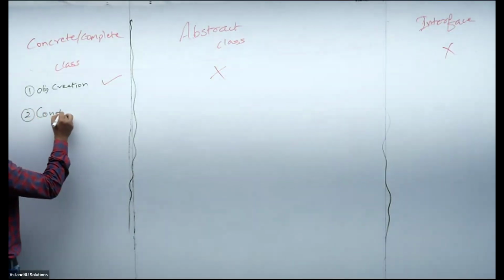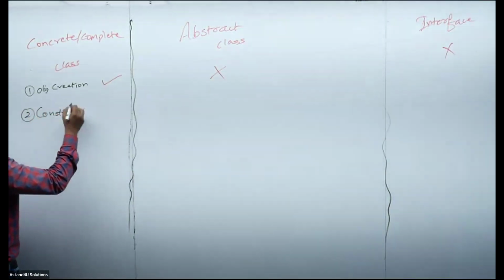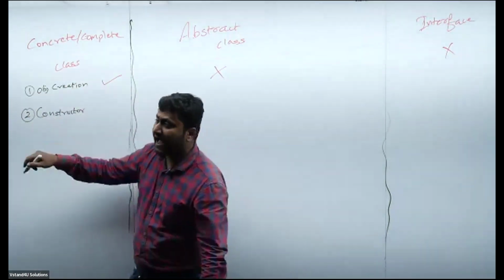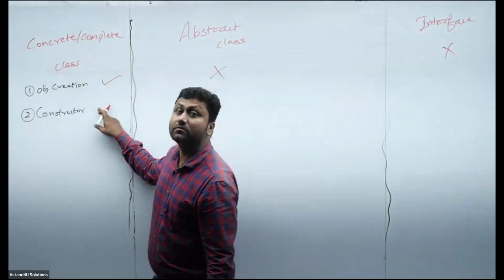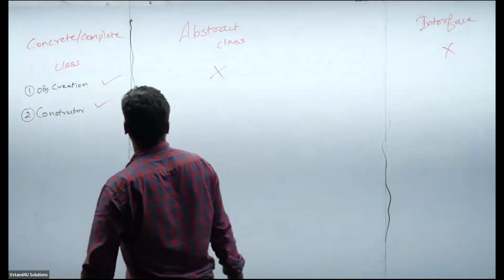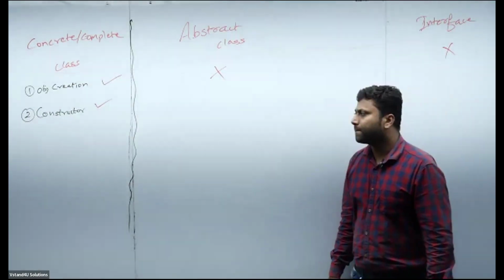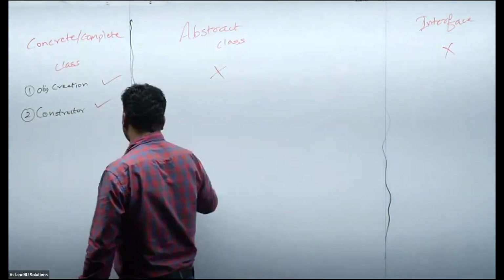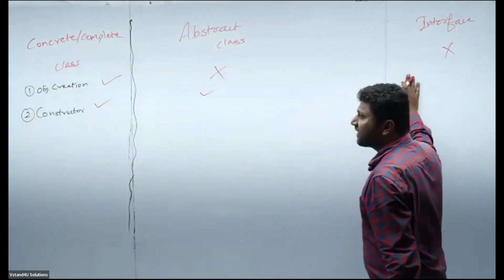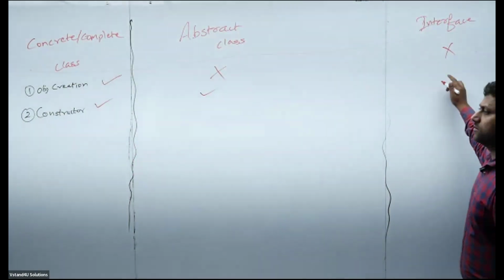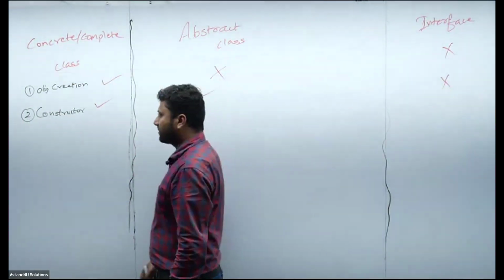Second point. Can I say a complete, concrete class can have a constructor? Yes or no? Can an abstract class have a constructor? Yes, yes, yes. Is an interface meant to have a constructor? Yes or no? Perfect.